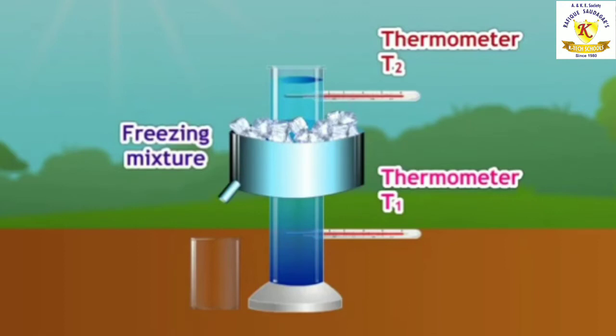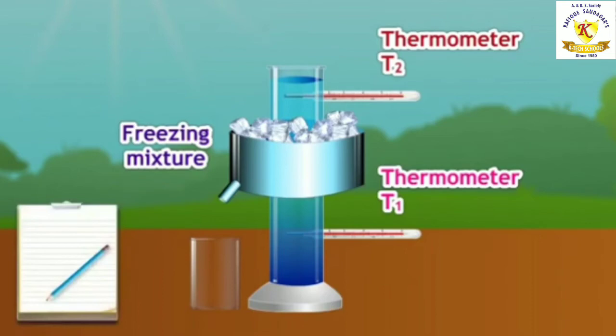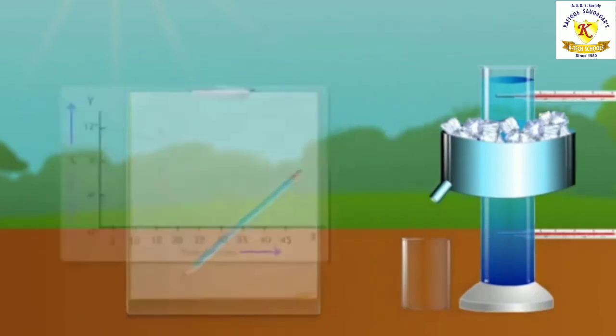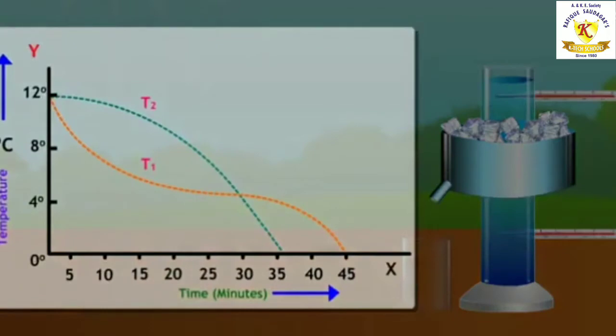During the study of anomalous behavior of water using Hope's apparatus, temperatures T1 and T2 are recorded after every 30 seconds. The temperatures are plotted on the y-axis and the time in minutes on the x-axis. The graph is shown above.